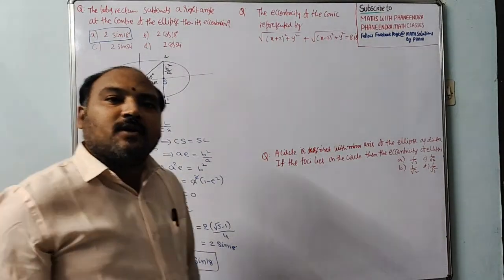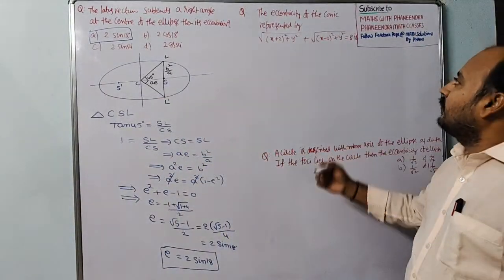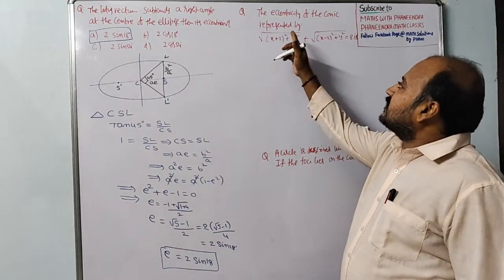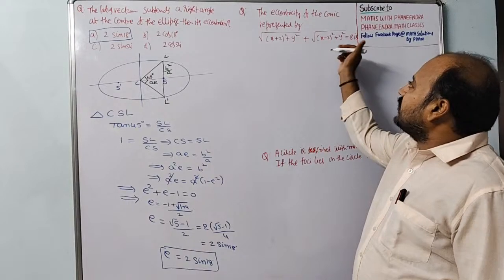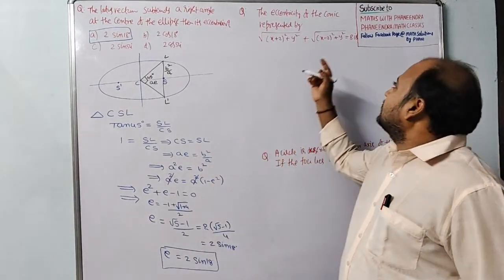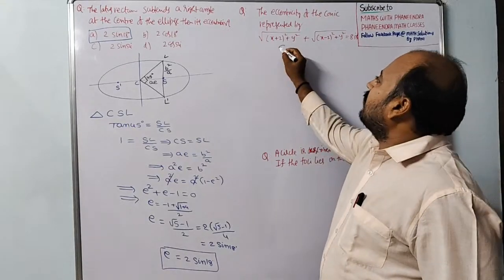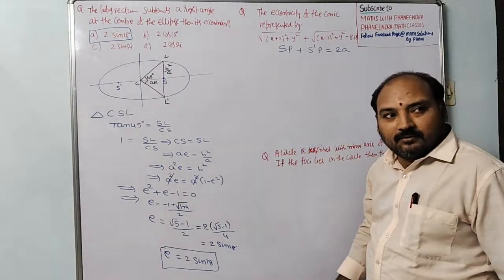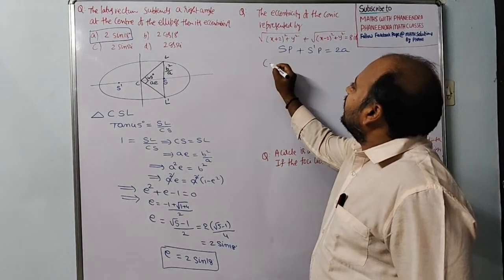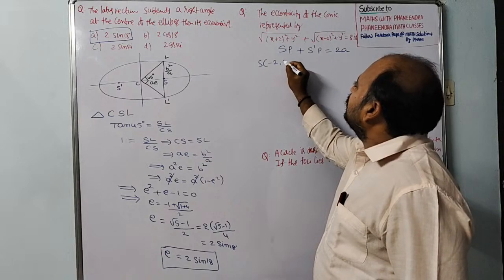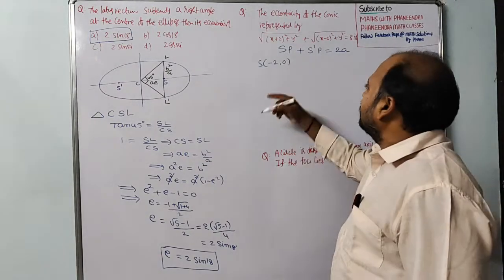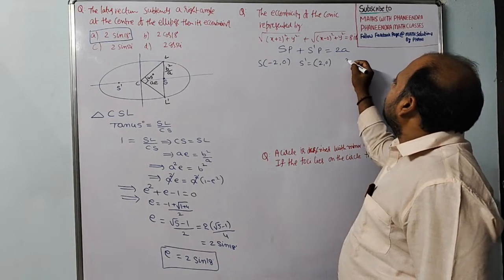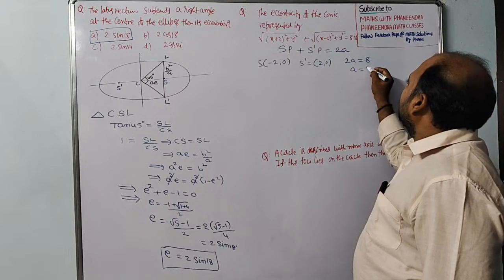I hope you understand. We'll move on to another question here. The eccentricity of the conic represented by root of (x plus 2) whole squared plus y squared, plus root of (x minus 2) whole squared plus y squared, is equal to 8. It is in the form of SP plus S dash P equal to 2a. Am I clear? So what is that S? Here S indicates (minus 2, 0), (y minus 0) whole squared, (x minus 2) whole squared, we can write it. And S dash equal to (2, 0) and 2a equal to 8, a equal to 4.